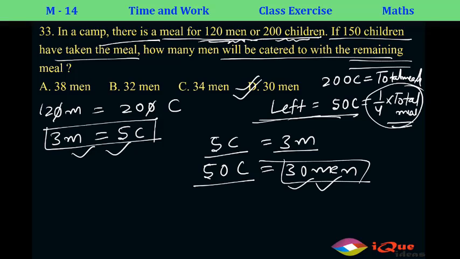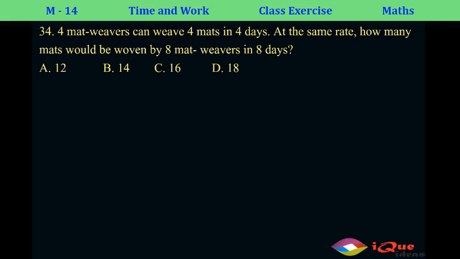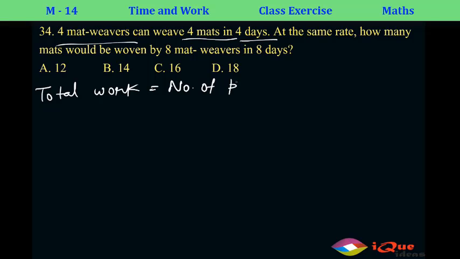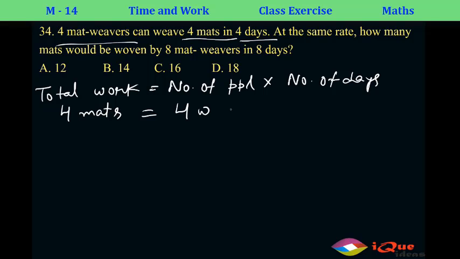Alright, now let's go to the next question. Now this question says 4 mat weavers can weave 4 mats in 4 days. So this is based on total work is equal to number of people into number of days. So we'll apply the same thing here. First make sure that you write all the cases here. The first case it says 4 mat weavers, 4 mats in 4 days. So we say 4 mats is the total work is equal to number of people is 4 weavers, 4 workers into 4 days. This is the first situation.